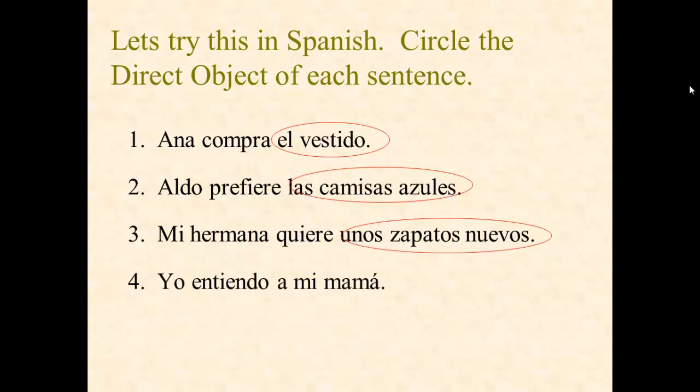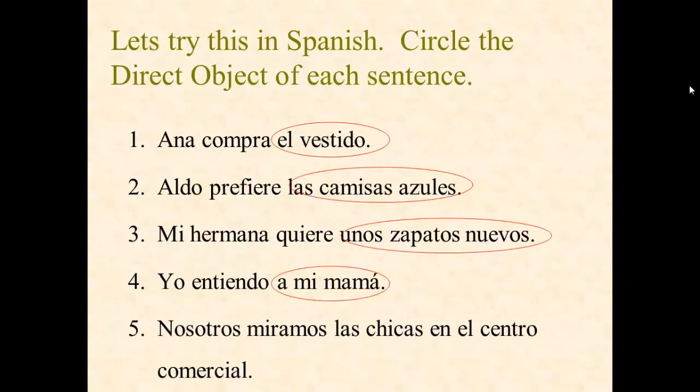Number 4, yo entiendo a mi mamá. Right? A mi mamá would be my direct object. I understand my mother, my mom. And number 5, nosotros miramos las chicas en el centro comercial. So we are looking at, what are we looking at? We're actually looking at las chicas at the mall. So some of you boys, I know that you like to watch the ladies when you go to the mall. So las chicas would be your direct object, not the mall. We are not looking at the mall, we are looking at the ladies.